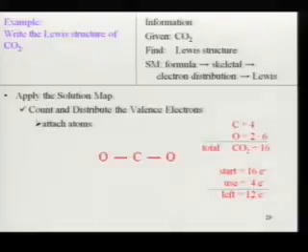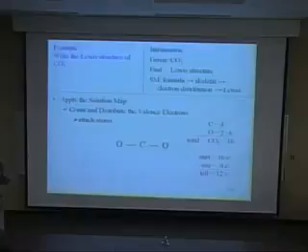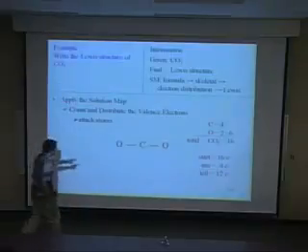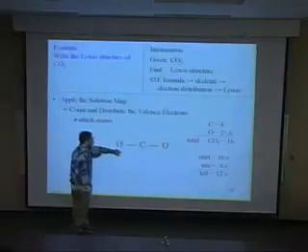Now remember, what I said was we start on the outside and we work our way in. So let's look at one of the oxygens on the outside. What can I do to make this oxygen happy? I can add 6 electrons to it. So I can put 2 dots here, 2 dots here, 2 dots here.